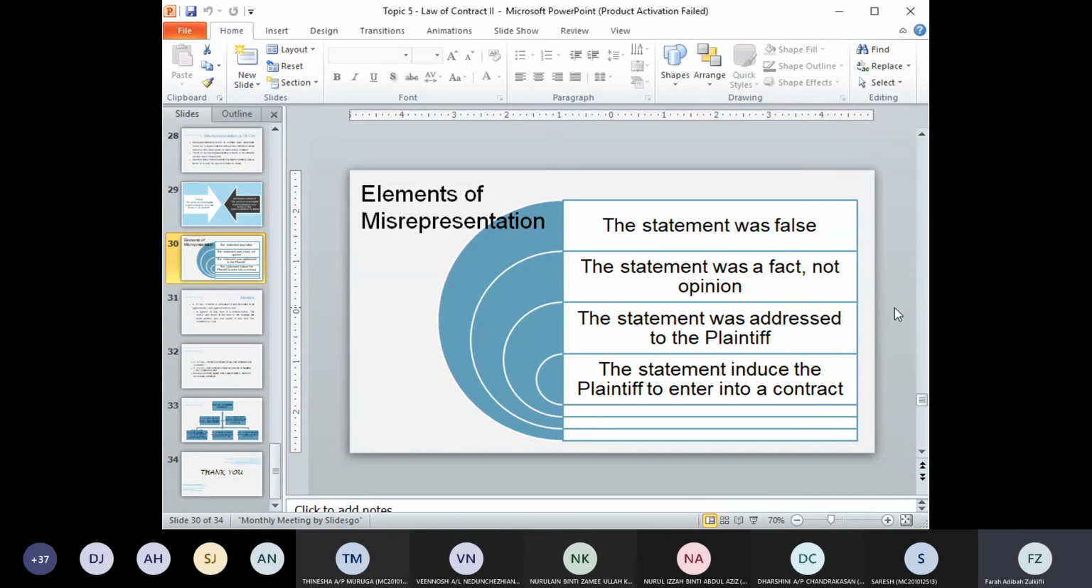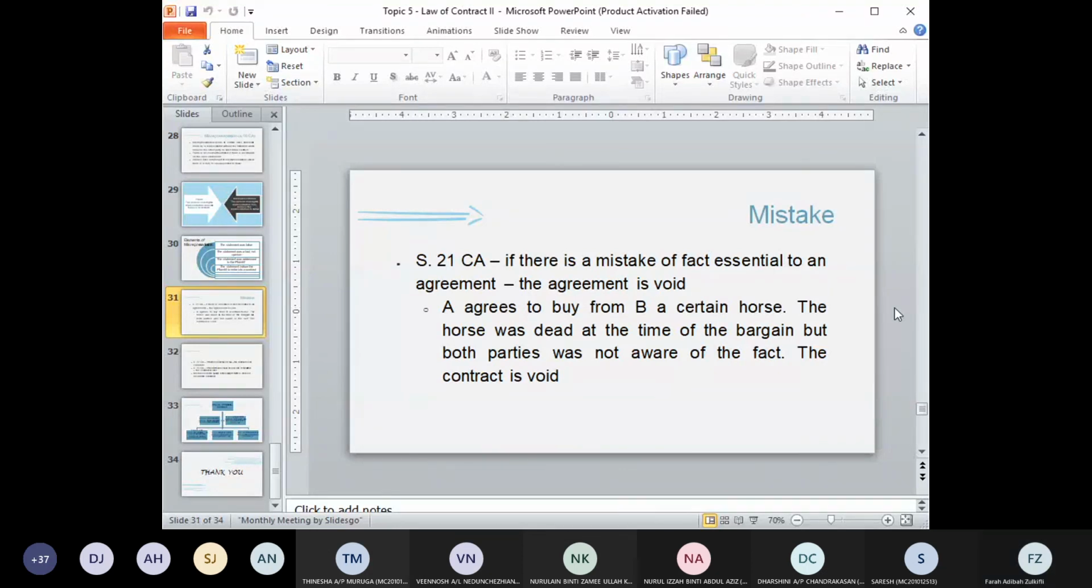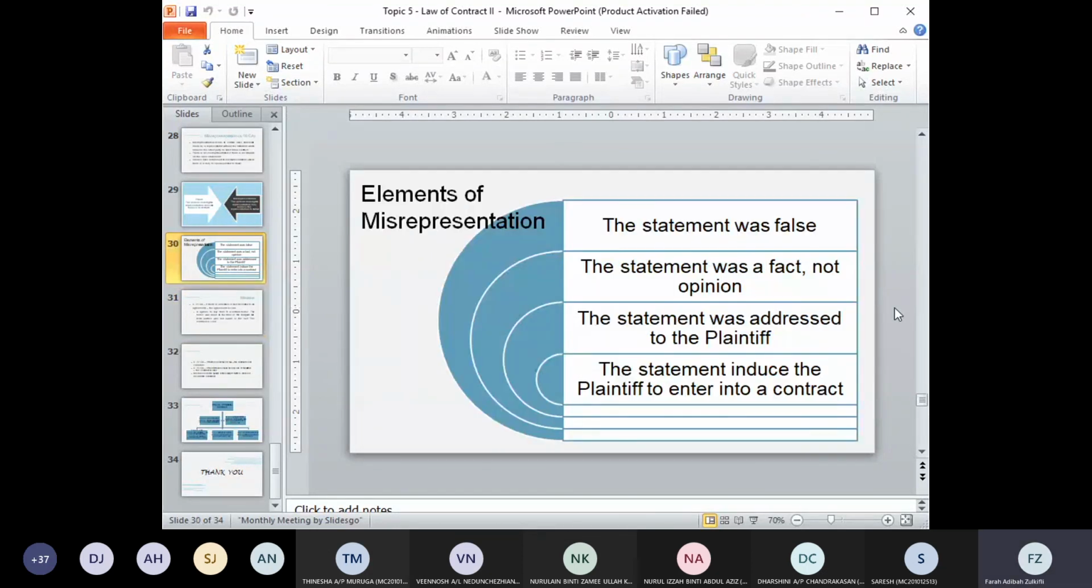So if you say something to someone else, something which is not true, and whatever you tell the other person causes them to enter into a contract, then the contract will be voidable under misrepresentation. But if you tell a lie to another person, you misrepresent something to the other person, but it does not induce the other party to enter into a contract, so they enter into a contract not because of what you said, but because of something else, there is still no misrepresentation.